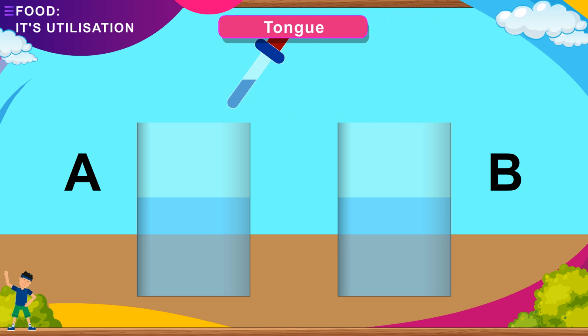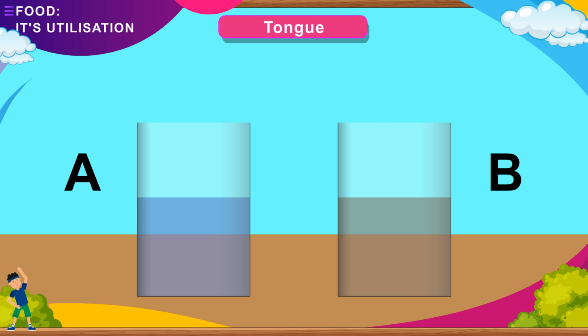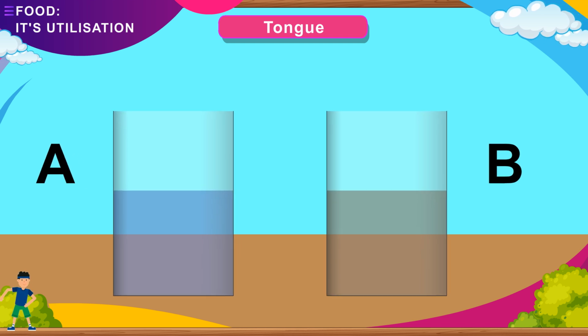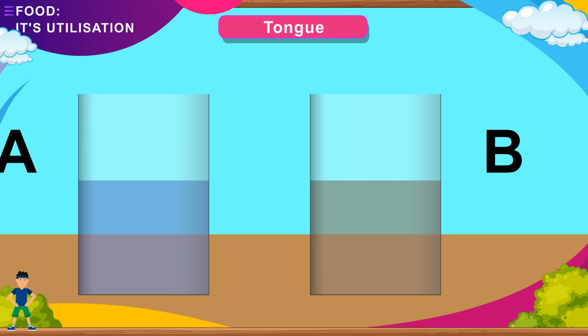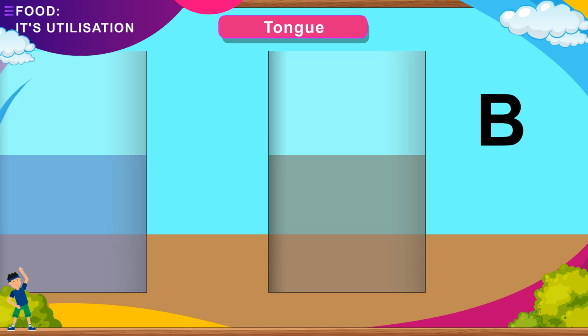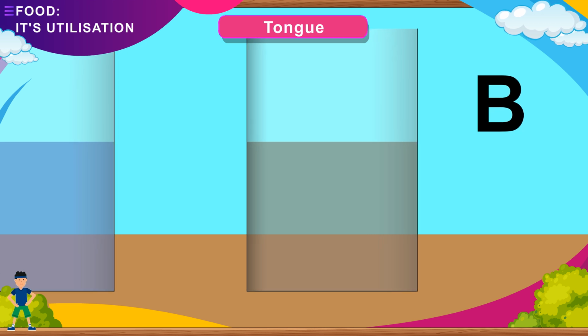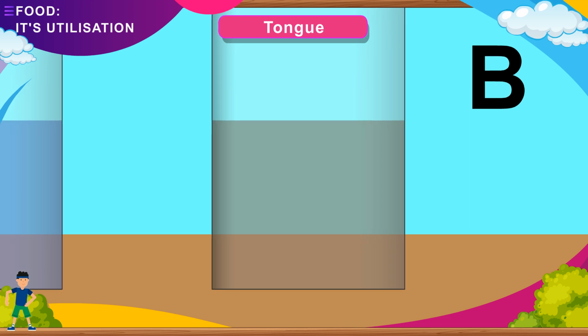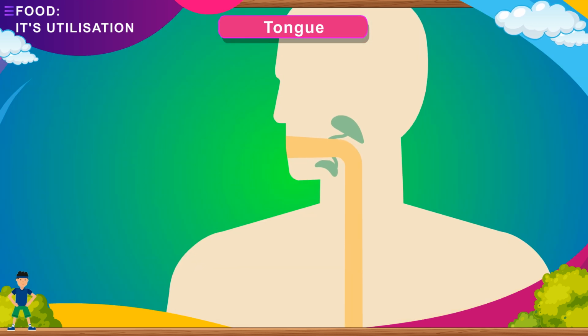Test both the solutions in beakers A and B for starch by using iodine solution. The solution in beaker A will turn blue-black in color, but the solution in beaker B remains brownish-black. This is because in beaker B, you have put water from your mouth that has your saliva, which contains the enzyme ptyalin. The ptyalin digests the starch and converts it into simple sugars. This is the reason why the solution does not test positive for starch.